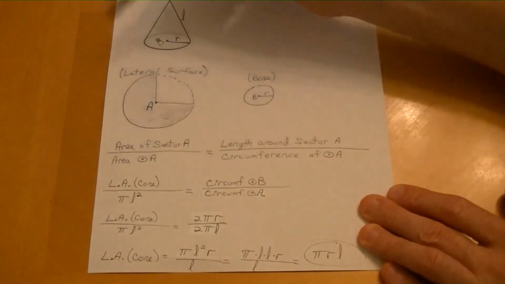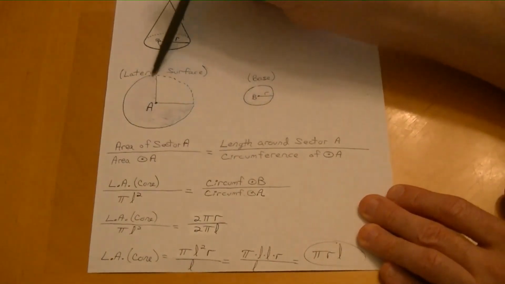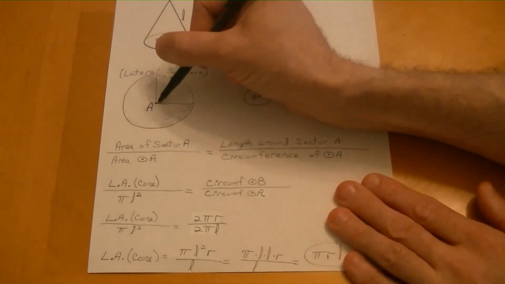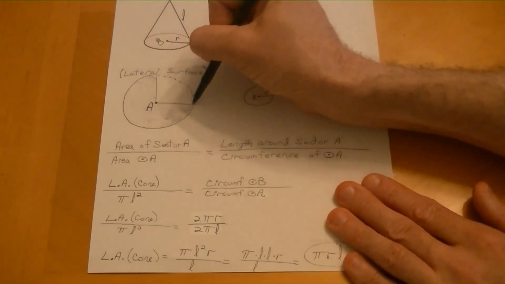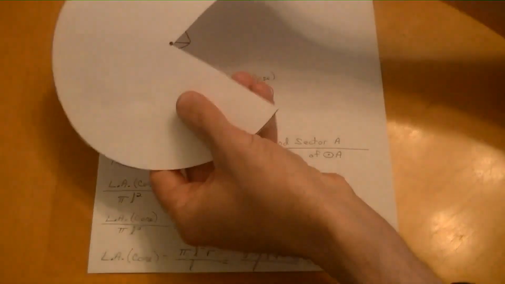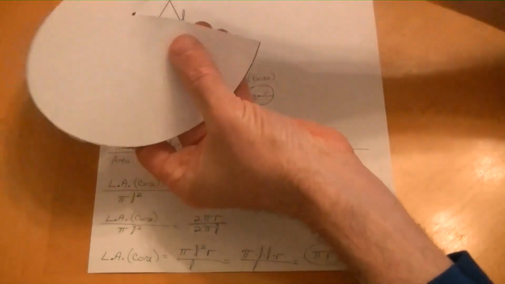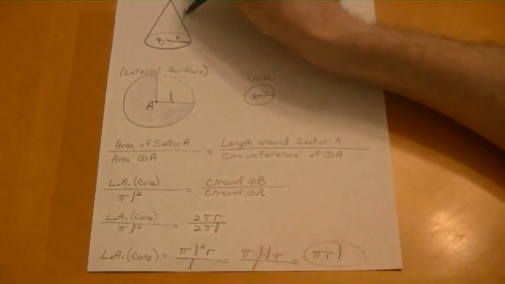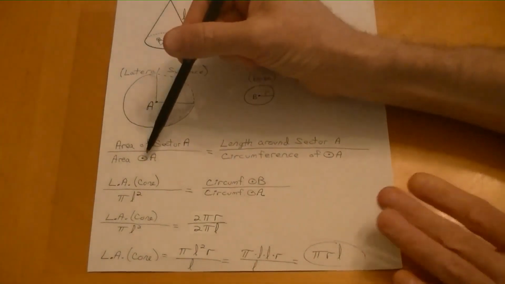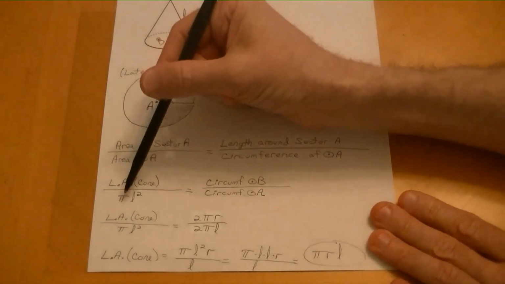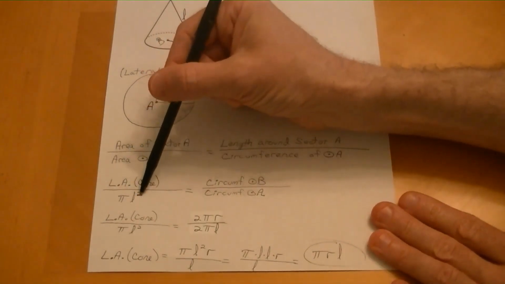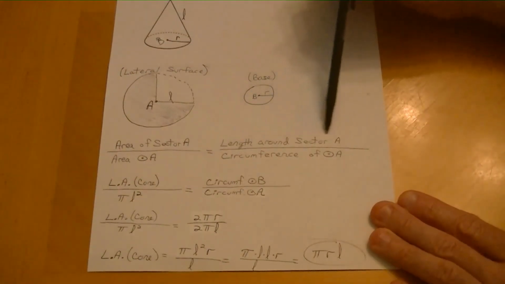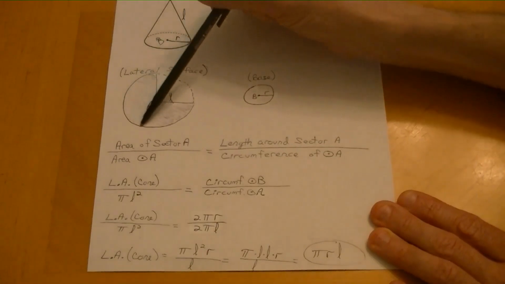The area of circle A: the area of any circle is pi r squared, but in this case, remember, that radius is really the slant height of the cone. So I'm going to call it L for slant height of the cone, because that's what it's called up here. So the area of the circle is pi times its radius squared, and its radius is the slant height, so pi L squared.